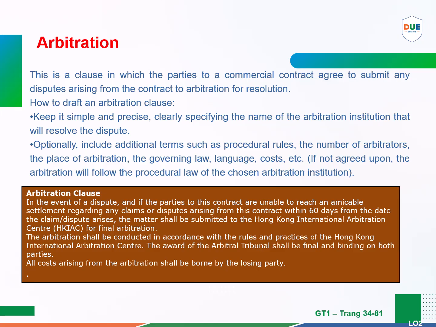a dispute arises. In addition to the basic content, the parties may agree on other arbitration-related matters, such as the applicable procedural rules, the number of arbitrators, the place of arbitration, the governing law of the contract, the language of proceedings, and the allocation of arbitration costs. If the contract does not include specific agreements on these matters, dispute resolution will follow the procedural rules of the chosen arbitration institution.